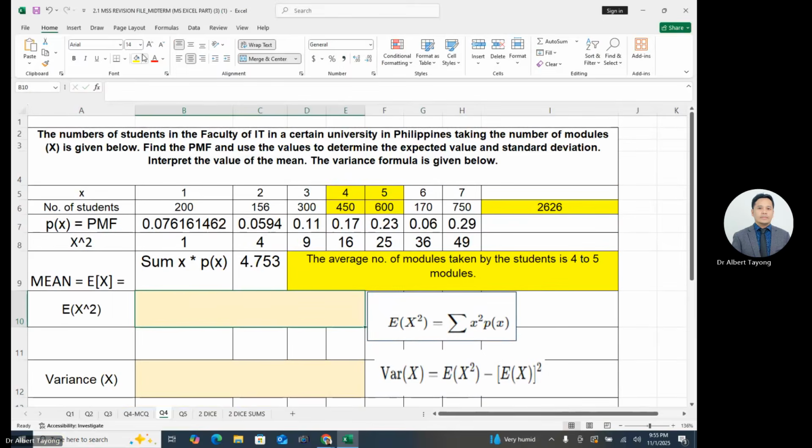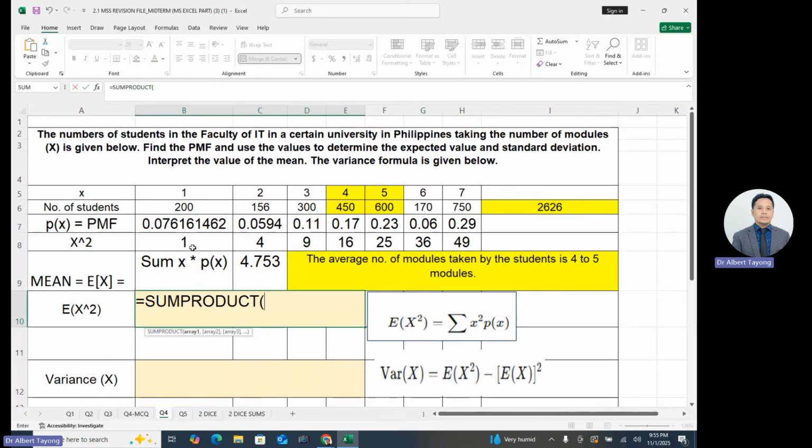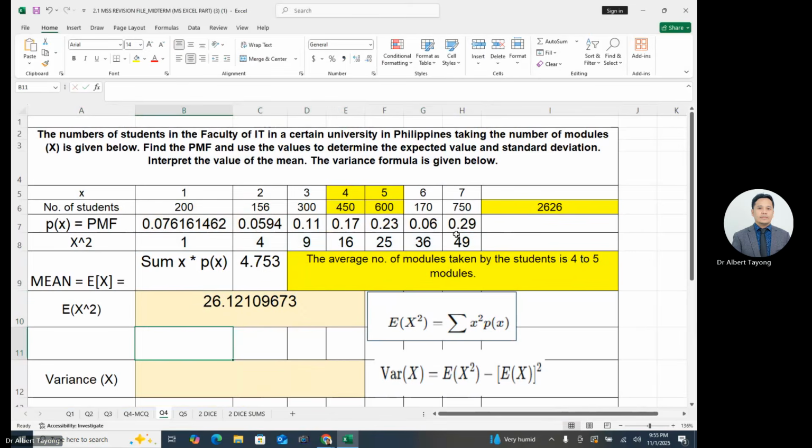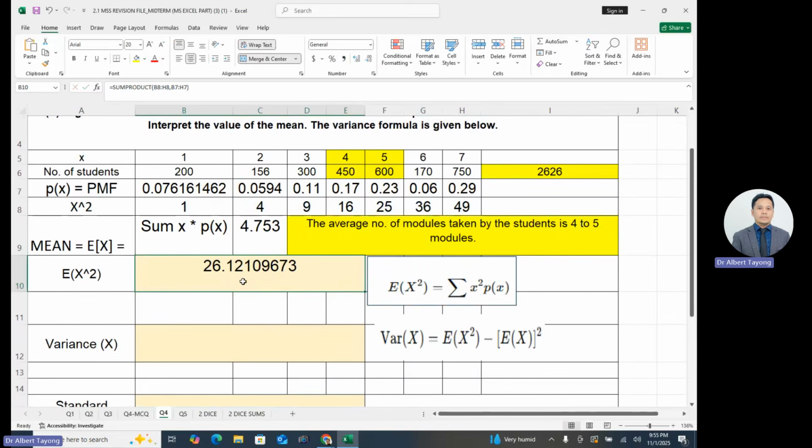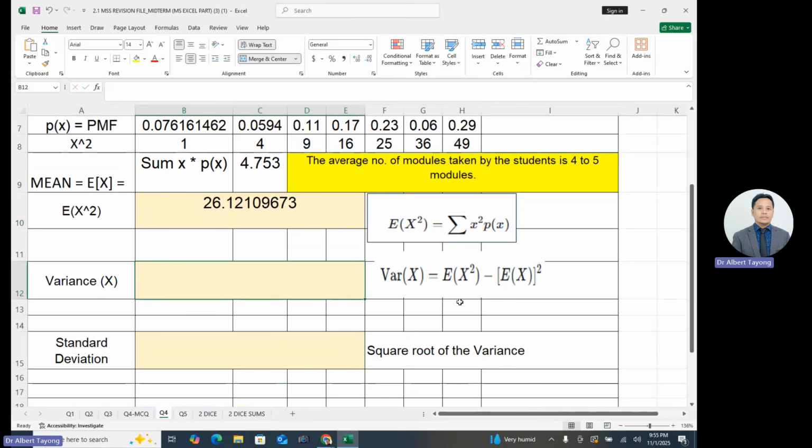So similarly, we can use sum product. We select the X squared, comma, we have P of X. So this is the EX squared. The variance is EX squared minus EX squared. So the EX inside is the mean. Okay, so equals this, that is our EX squared, minus this one is the mean.